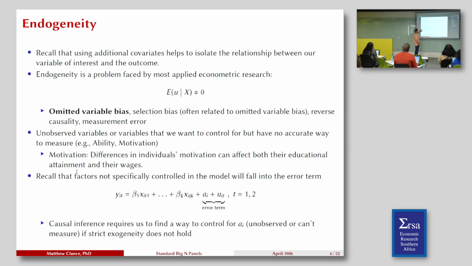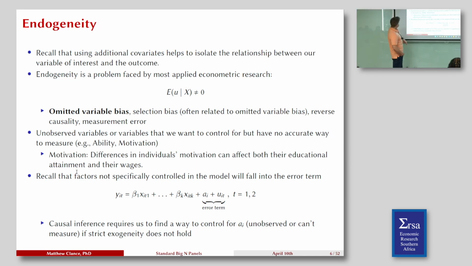Okay? So these unobserved variables, that's not the proper way to write that. Unobserved variables are variables that we want to control for but have no accurate way to measure. So we're thinking about ability or motivation, or in this case, work or education or something else. In terms of motivation, the differences in individuals' motivation can affect both their educational attainment and their wages.